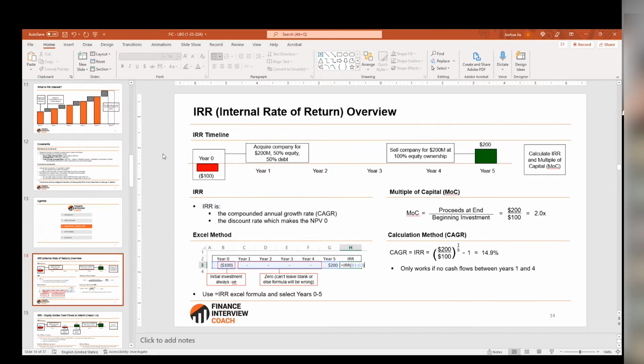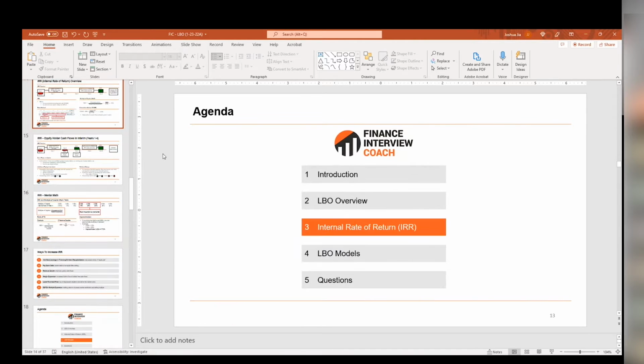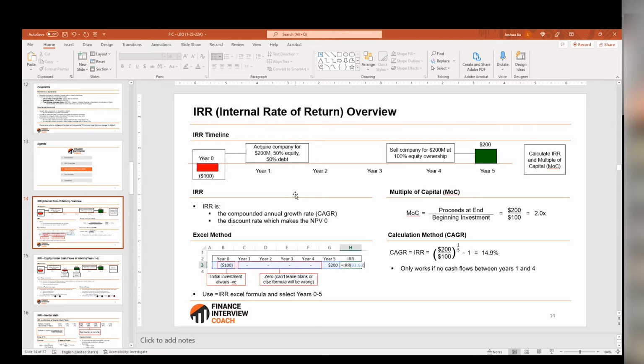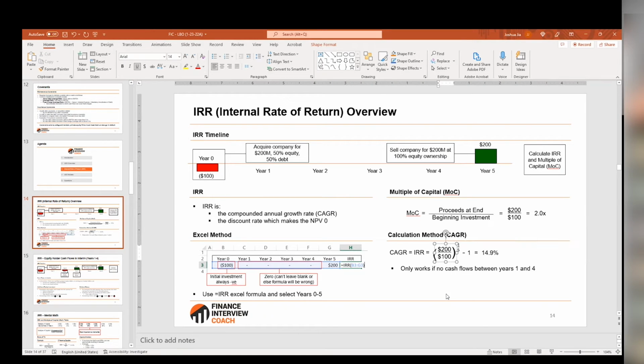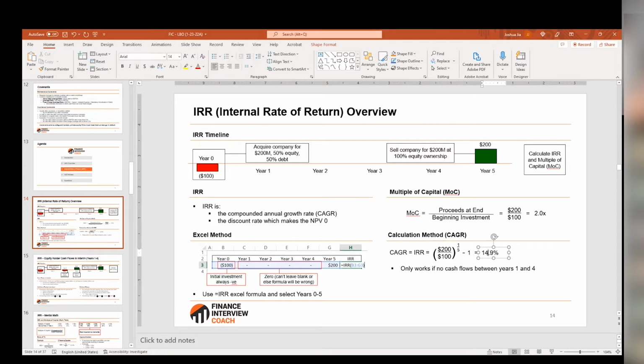So anyways, I don't want to spend too much time. I think we're pretty much wrapping it up now, but the last part I want to go over is the IRR. What is IRR? Common question. If you think about it, if there's nothing happening between the years of buying and selling, it's basically just a compounded annual growth rate. That's all it really is. You can take that formula and that's basically your IRR. Or you can do the Excel way, right?